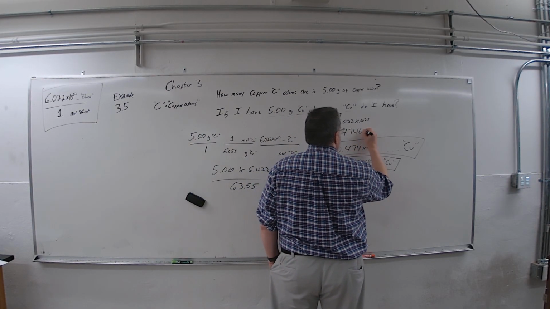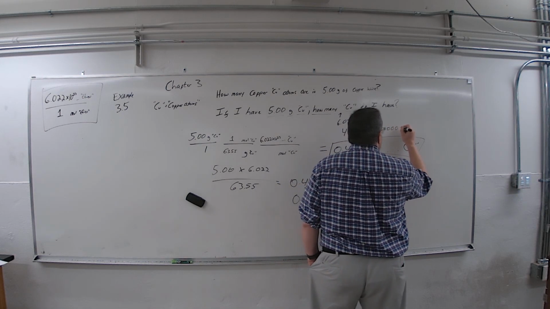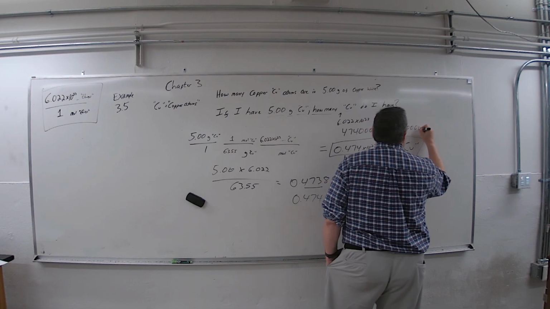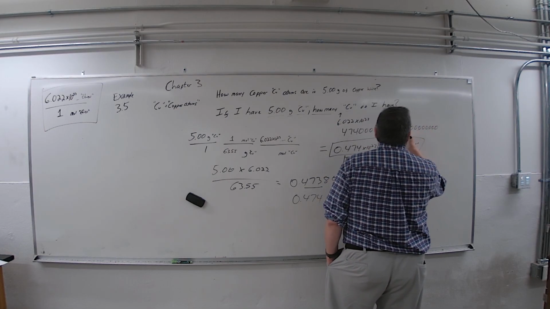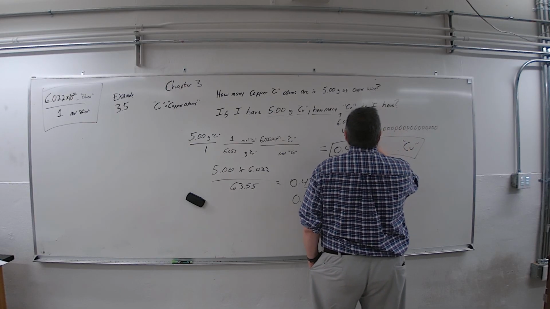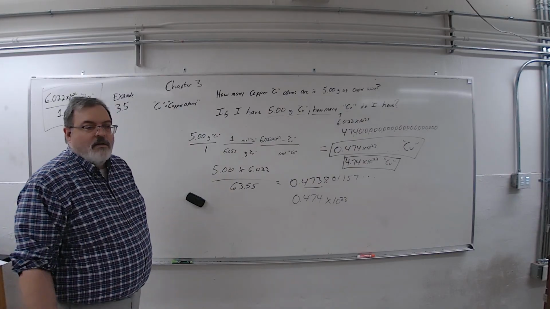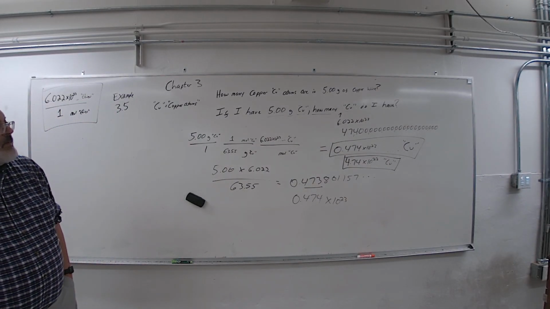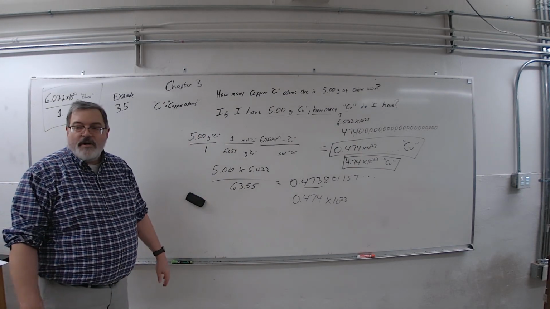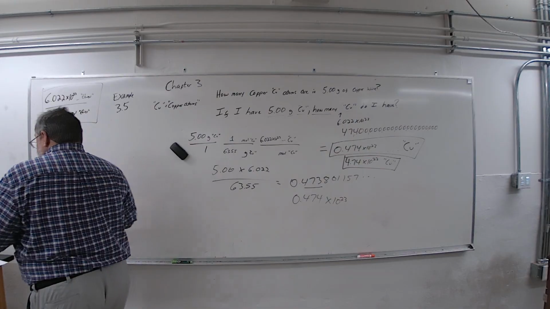1, 2, 3, 4, 5, 6, 7, 8, 9, 10, 11, 12, 13, 14, 15, 16, 17, 18, 19, 20, 21, 22, 23. That's how many copper atoms. I don't know how to say that. Quadriseptillion, something like that. But that's how many copper atoms are in 5 grams of copper. All right, that was 3.5.